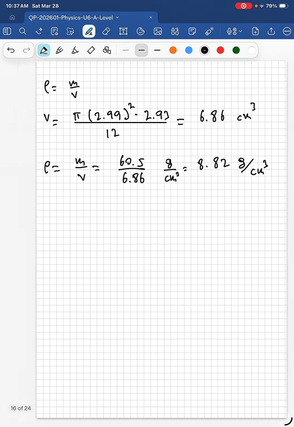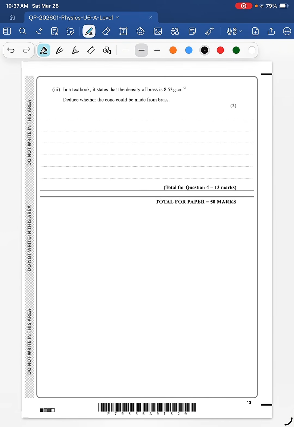And we are left with the last question, 3. In a textbook, it is stated that the density of brass is 8.53 grams per cubic centimeter. So this is a typo in the question. Deduce whether the cone could be made from brass.